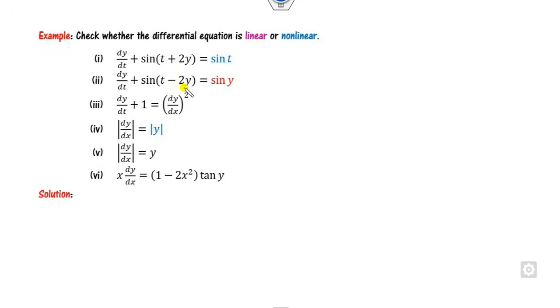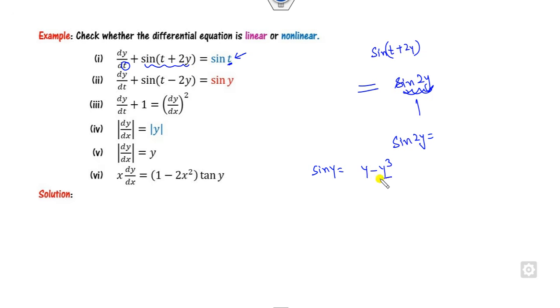Check whether it's linear or non-linear. So what is the small t? T is my independent variable, so that's a linear. But when you open this, you all know it will contain the term of sine 2y as well. Sine a plus b, sine a cos b, cos a sine b. So because of this sine, when you open sine of 2y, and we all know how you open this, sine y minus y cube upon 3 factorial and so on. Because of this y cube, it is a non-linear. Since it is sine y and y is my dependent variable, it is a non-linear.